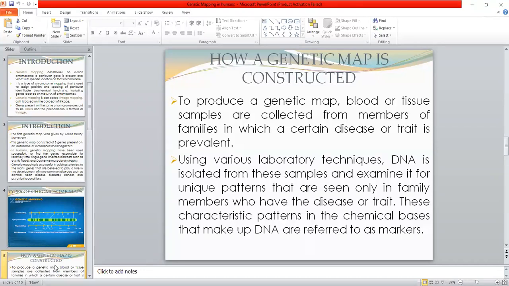Different laboratory techniques are used to isolate DNA from the blood or tissues of these individuals, and then it is examined for unique patterns that are seen only in family members who have the disease or trait. Then the data is recorded for that particular trait, or the presence or absence of the disease, in the members of the families.